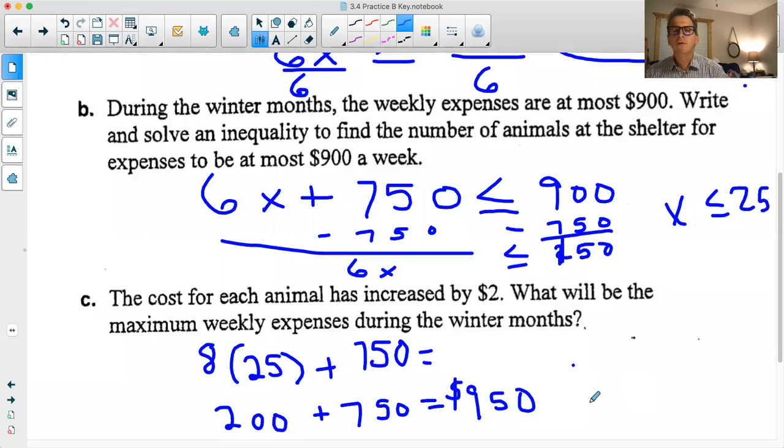So yeah, if you take a look at this last one, I switched it: 900 minus 750 is 150, divide that by 6 to get x is less than or equal to 25. And then letter C is 8 times 25, which is 200, plus 750 is equal to 950.